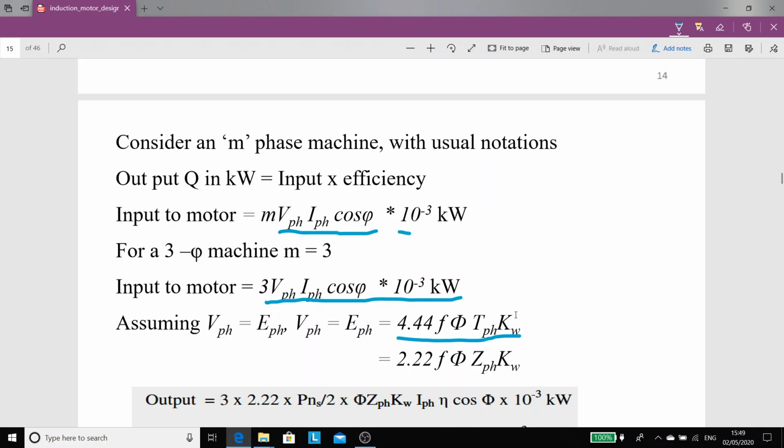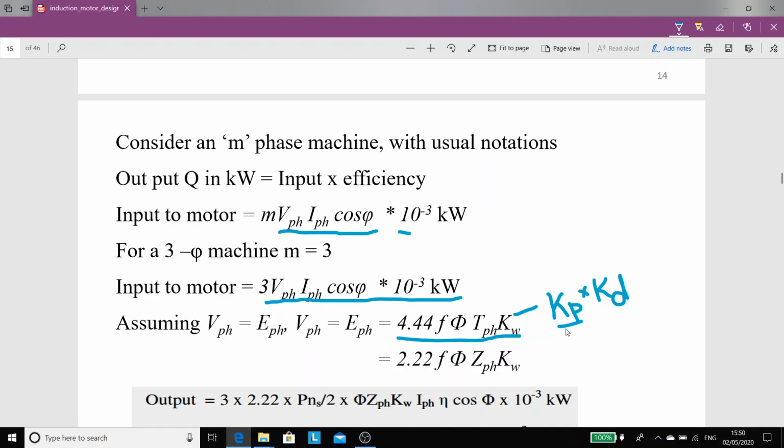How are we going to calculate the winding factor? It is actually the product of two separate factors, that is Kp, the pitch factor, multiplied by Kd, the distribution factor. Depending upon our winding design, whether it is full pitch or short pitch, accordingly we can calculate this Kp pitch factor. The formula is Kp equal to cosine of alpha by 2, where alpha is the angle by which we short pitch the windings.